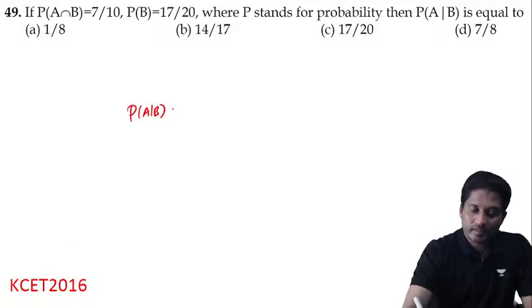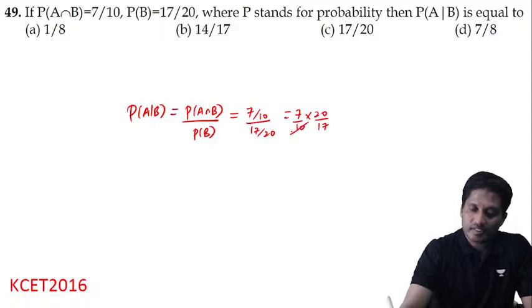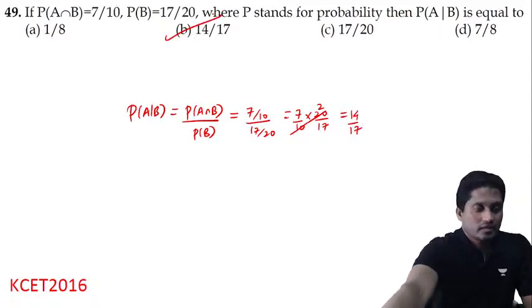Probability of A given B is equal to P of A intersection B divided by P of B. Right? P of A intersection B is 7 by 10. Probability of B is 17 by 20. So 7 by 10 times 20 by 17. Cancel 2 times. We'll get 14 upon 17. Answer is option B. Let's move to the next question.